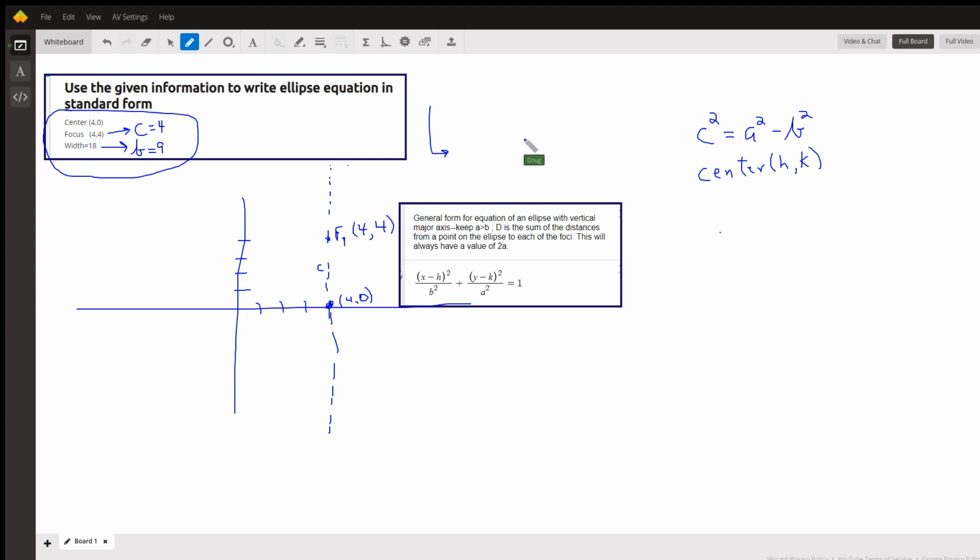And the fact that the width is 18, that width means the total length of the conjugate axis, which is the one through the center that's perpendicular to the transverse axis. So that means B is 9, half of 18. And B is the distance from the center out to one of the vertices along the conjugate axis. So I can count out here 9 spaces and see that this is going to be (13, 0). And if I went this way 9 units, I think I'd end up at (-5, 0).